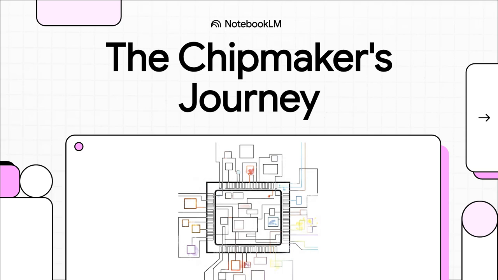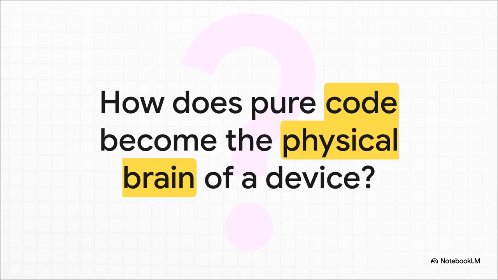Welcome to The Explainer. Today, we're going to pull back the curtain on the incredible process that turns something as abstract as computer code into a physical microchip. You know, the brain inside pretty much every piece of tech we use. I mean, really, how does that even work?